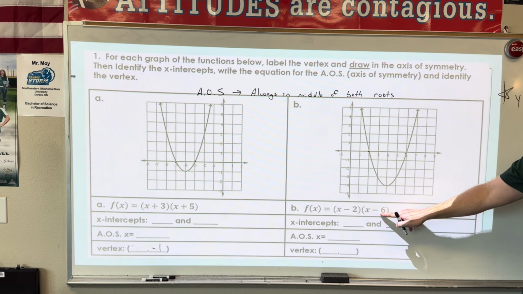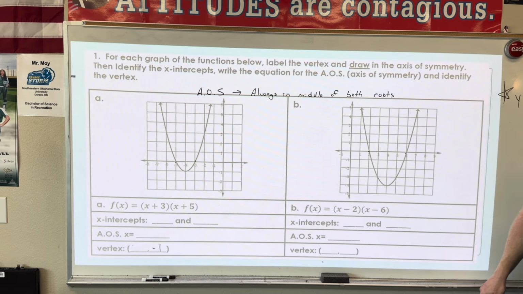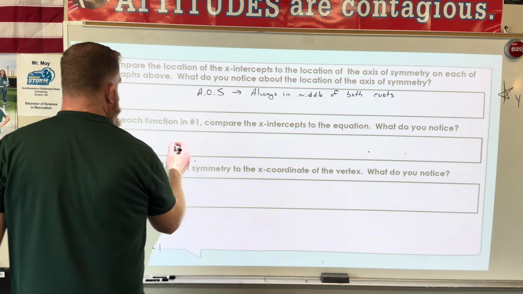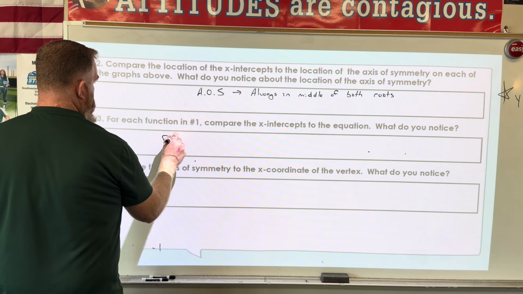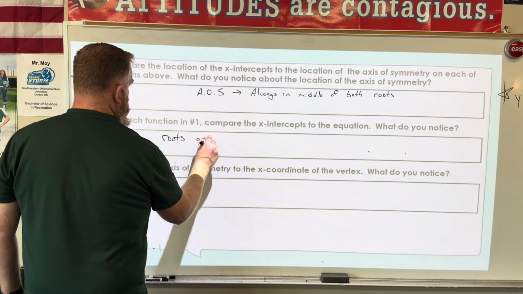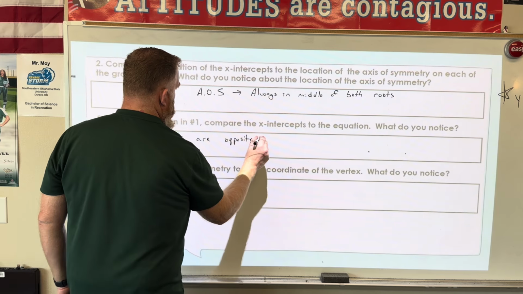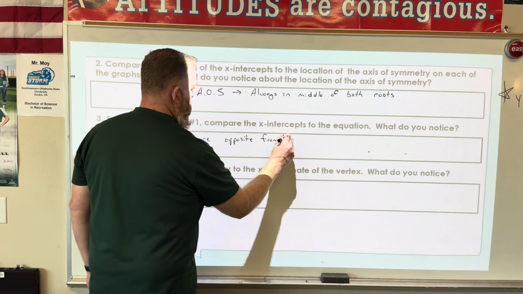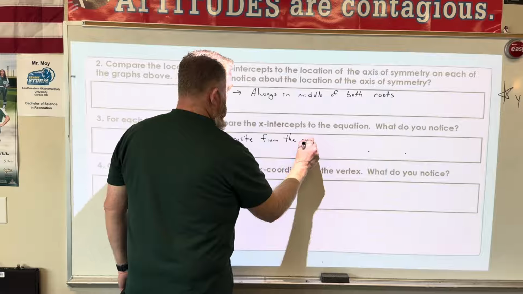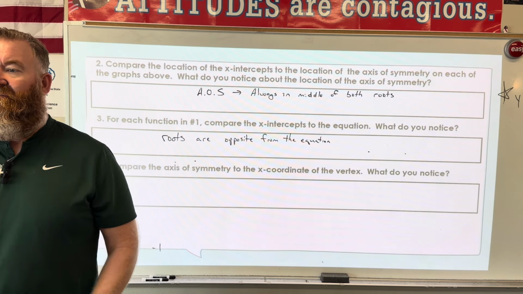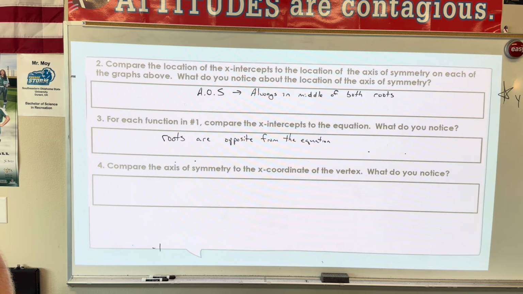So what do you notice? They're opposites. So compare the x-intercepts. What do you notice? The roots are opposite from the equation. So if you can find the roots, you can actually write the equation. It's the opposite signs.